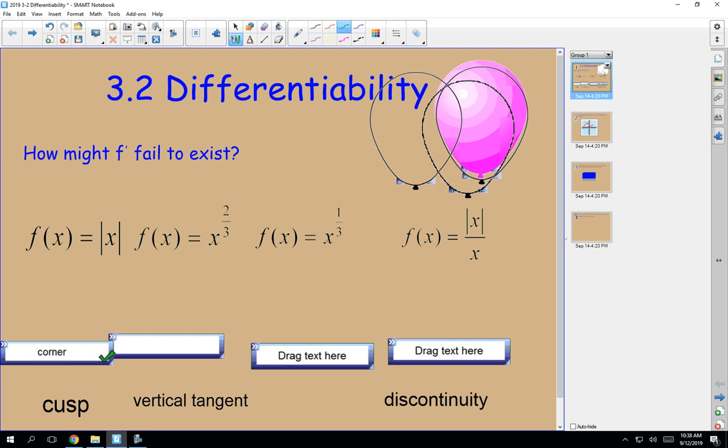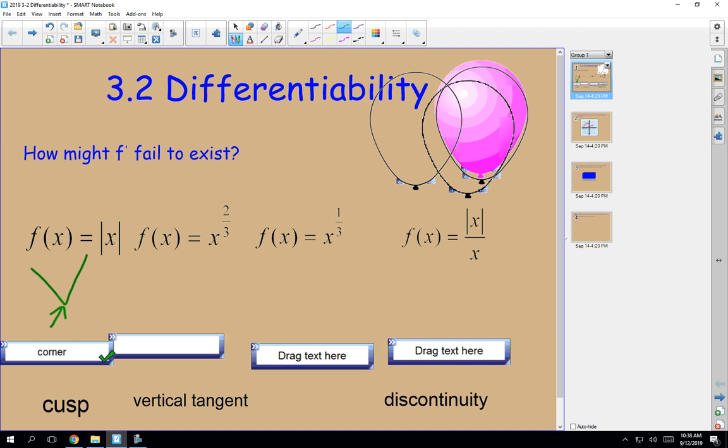So this function looks like this, right? And we have a corner right there. And so differentiability fails at a corner. Why? The derivative, which we learned is the slope of the tangent of the curve. So clearly the slopes are different to the left and to the right of the corner. So that's one place. But notice it is continuous. So does continuity imply differentiability? Not necessarily. Here's a counterexample.